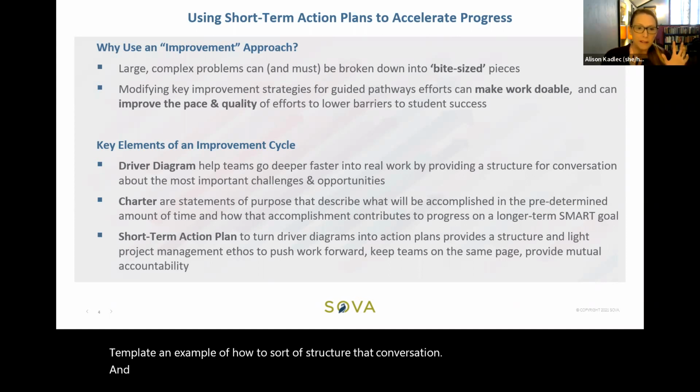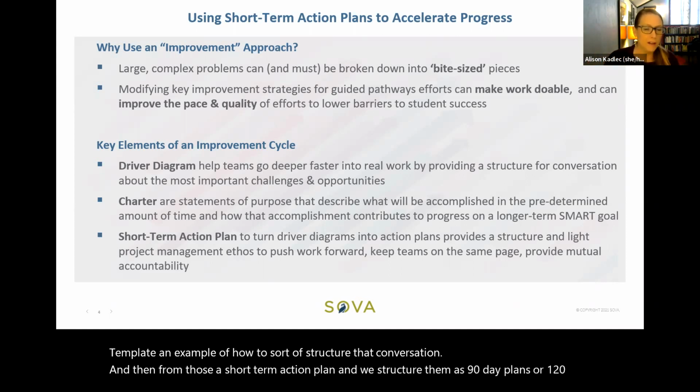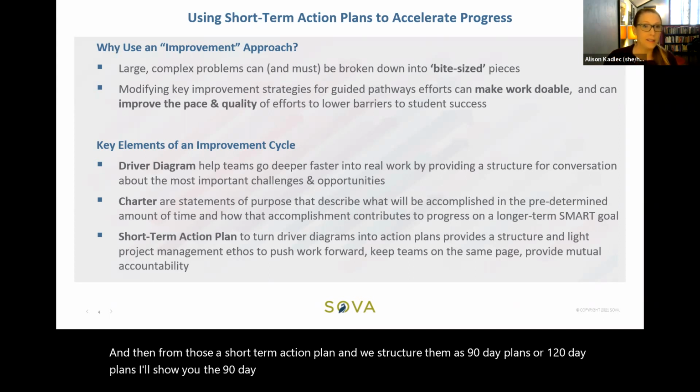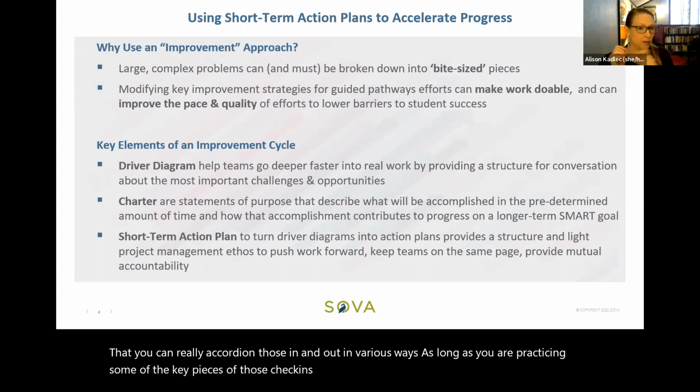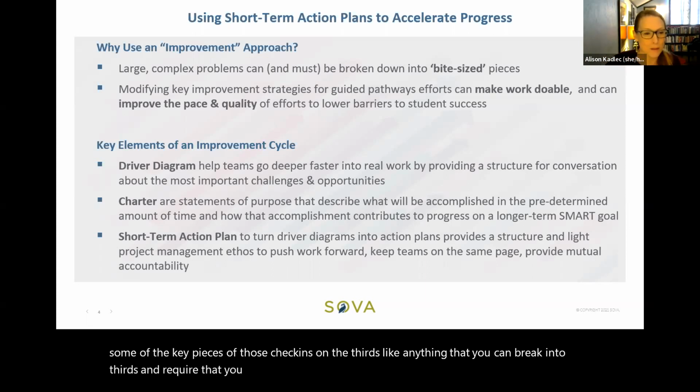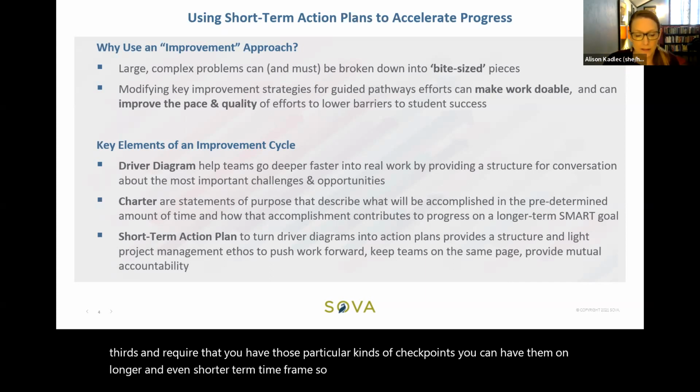And then from those pieces, a short-term action plan, and we structure them as 90-day plans or 120-day plans. I'll show you the 90-day one. I actually have found, and the pandemic forced this, that you can really accordion those in and out in various ways, as long as you are practicing the key pieces of those check-ins on the thirds. If you can break anything into thirds and require those particular kinds of checkpoints, you can have them on longer and even shorter term timeframes. So they're designed to be flexible.